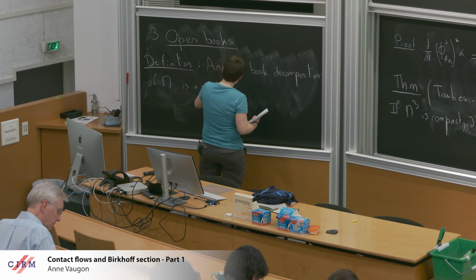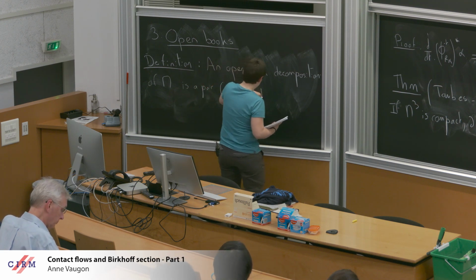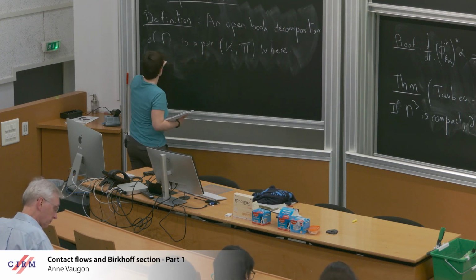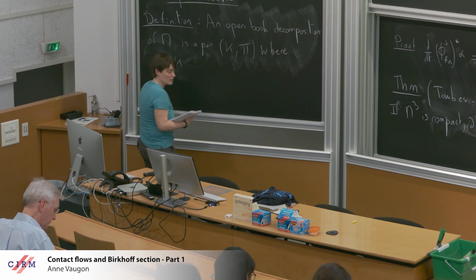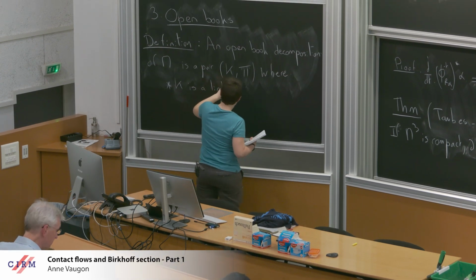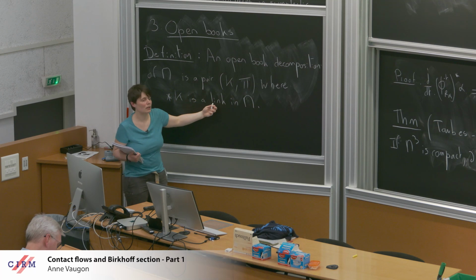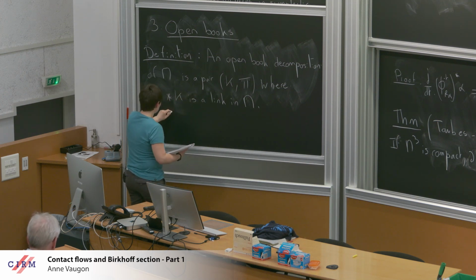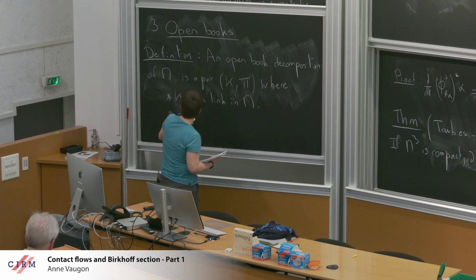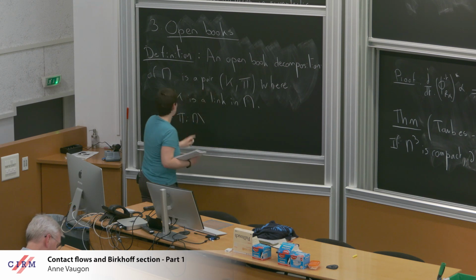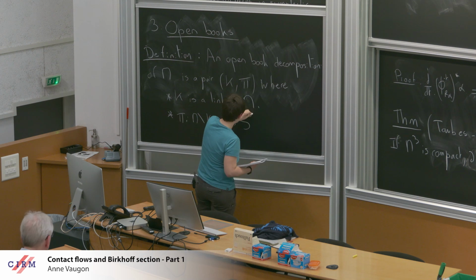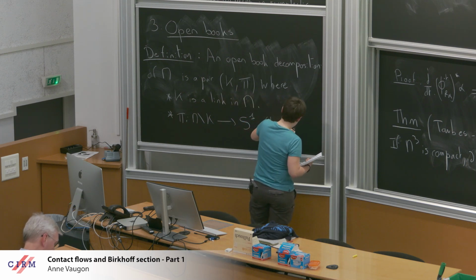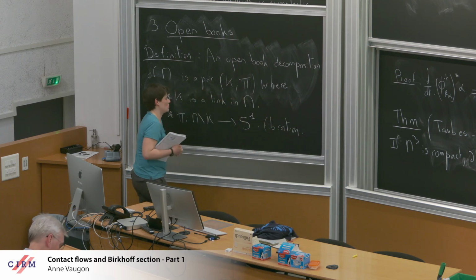is a pair, so I will have two objects, K and pi. Where the first one, K, is a link in M. So a link, it's a smooth one-dimensional compact submanifold in M. And so pi is a map from M without K to S1. And this is a fibration. So you locally have a product structure.